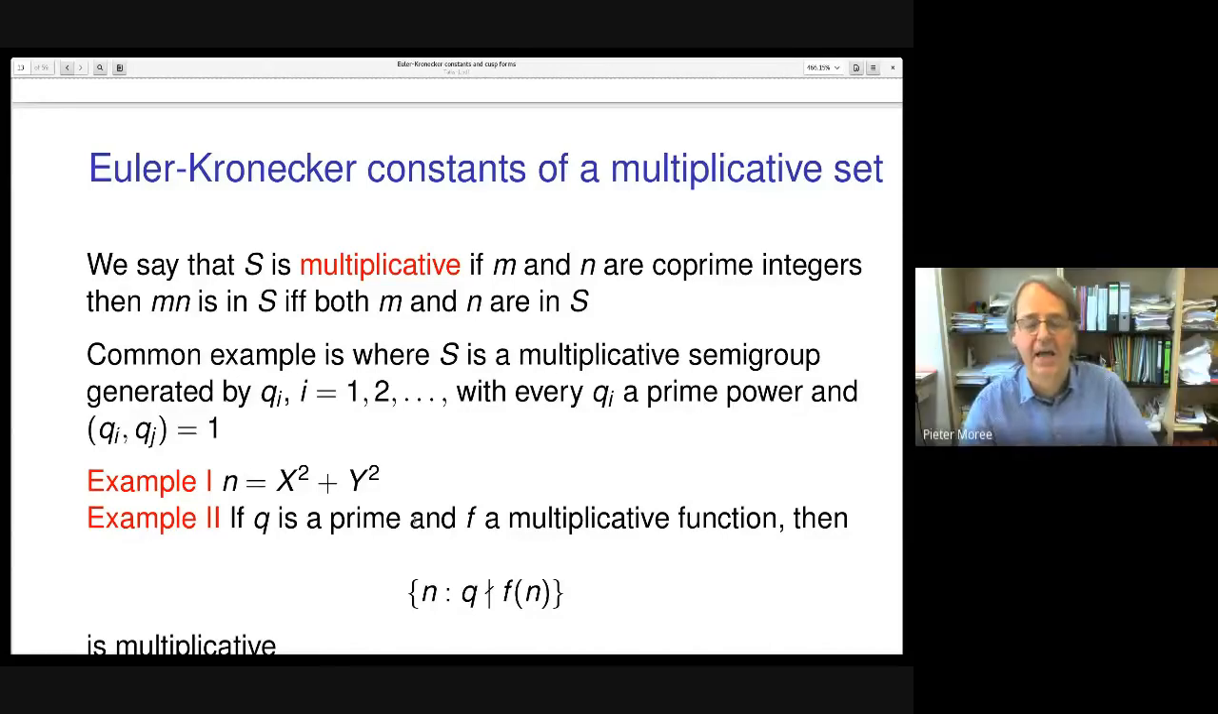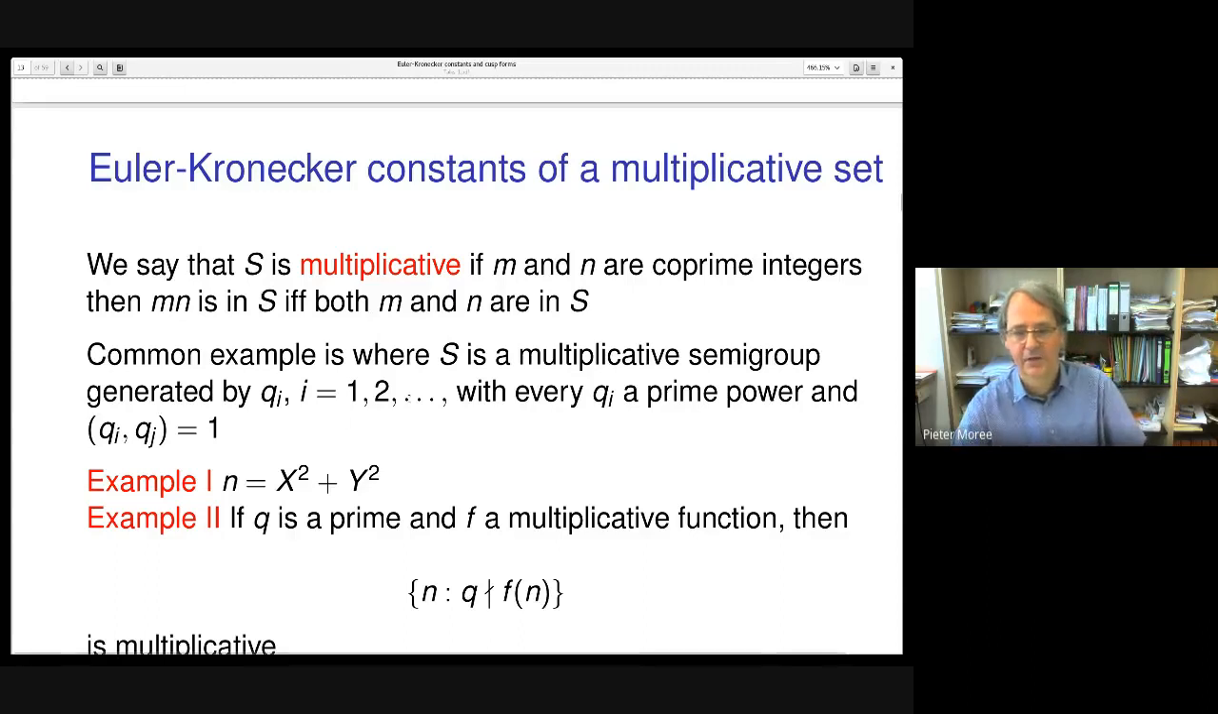Okay, so I want to tell you about the Euler-Kronecker constants in a more general setting, and this is the setting I defined. This is for sets that I call multiplicative. Think of a set of natural numbers, and I call it multiplicative if you take two co-prime numbers in it, the product is in that set. But also if you have a number in it and you have two co-prime factors, then both of these co-prime factors are in your set S.